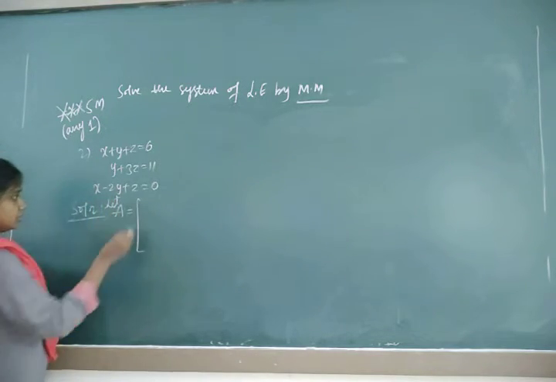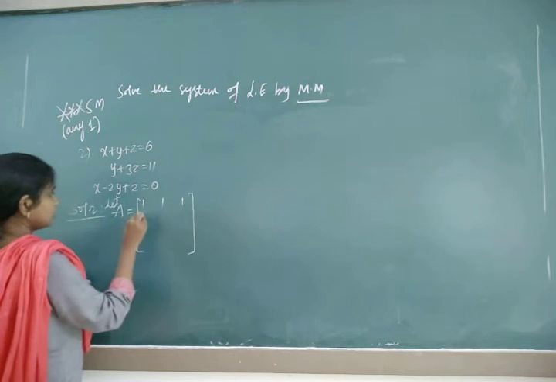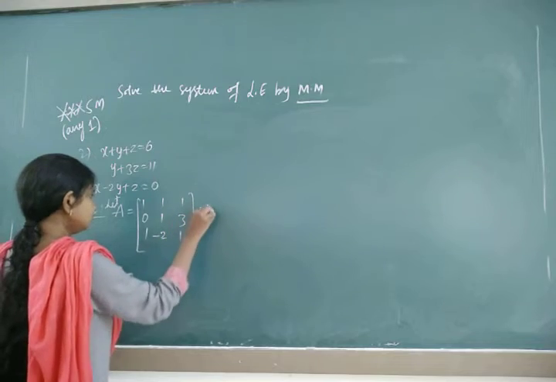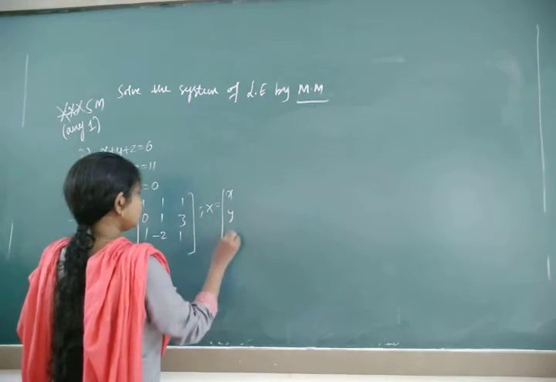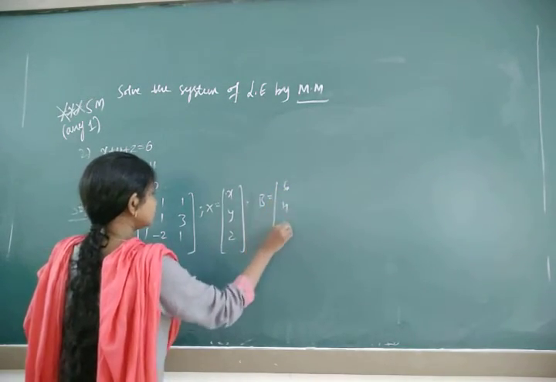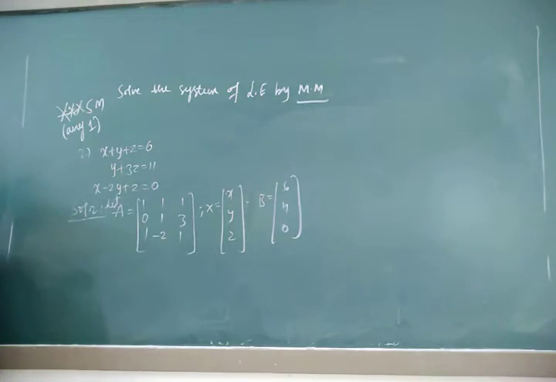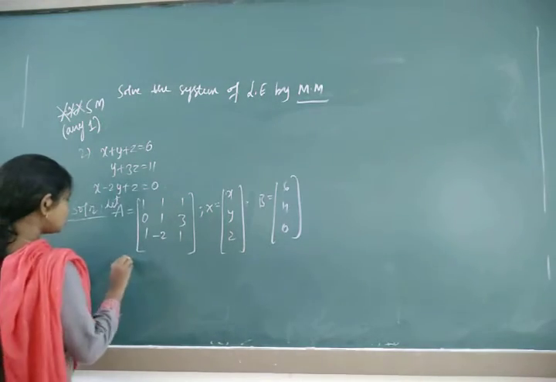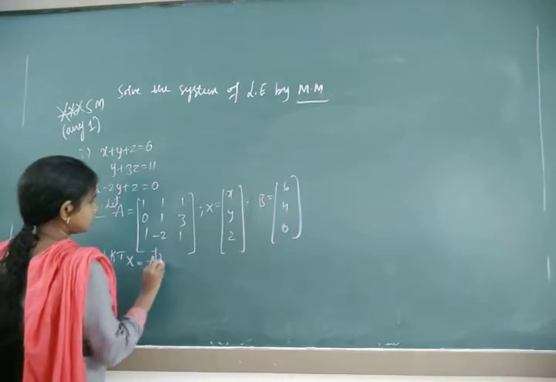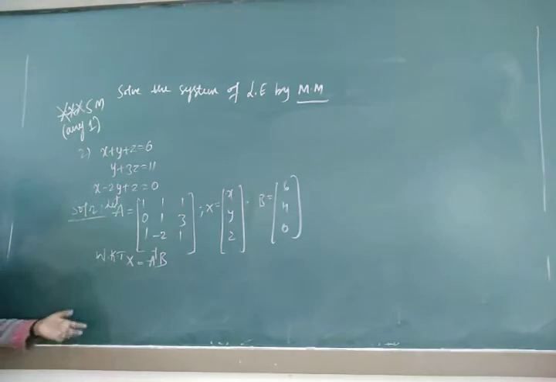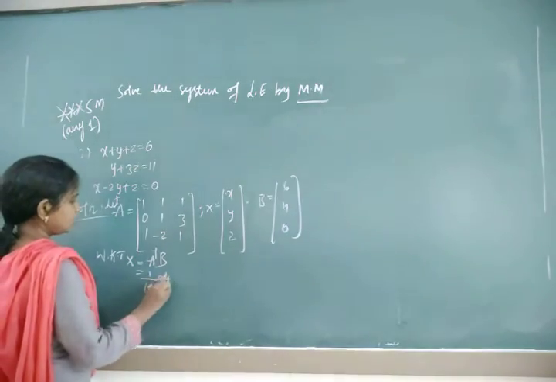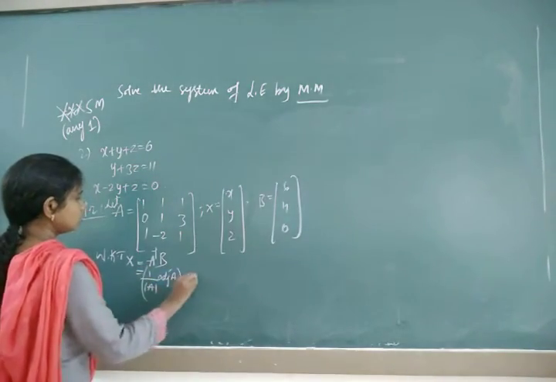Let A is equal to coefficients. First row will become 1 1 1, second row will become 0 1 3, third row will become 1 minus 2 1. X is equal to x y z. And B is equal to constants 6 11 0. Now write the formula. We know that X is equal to A inverse into B. Write A inverse value: 1 by determinant A into adjoint A into B.